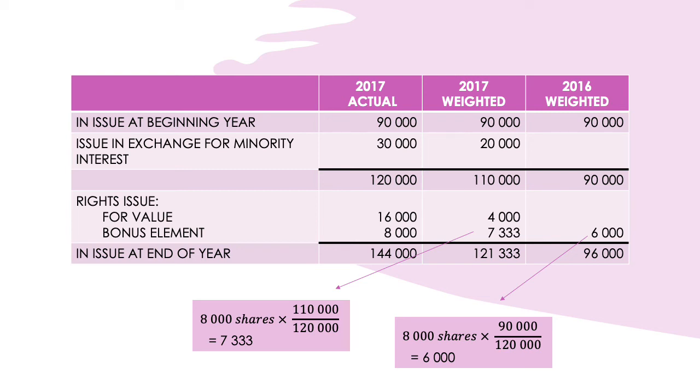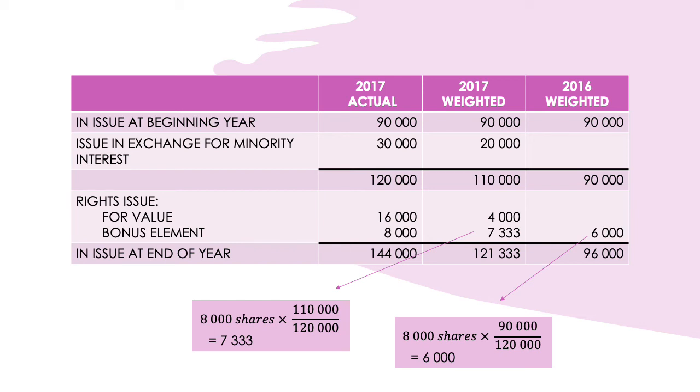So in order to get the bonus element applicable in the weighted column, we take the 8,000 shares actually issued in terms of the bonus element, we multiply it by what we had in the weighted column before the rights issue, being 110,000 shares, and we then divide it by the 2017 actual column shares in issue before the rights issue of 120,000 shares. That means that the bonus element calculated in terms of the 1-0 is 7,333 shares.